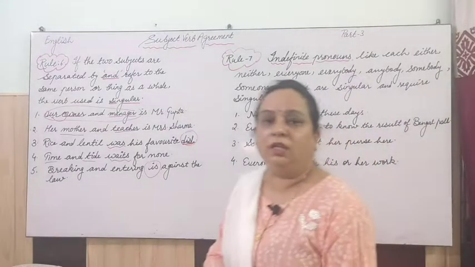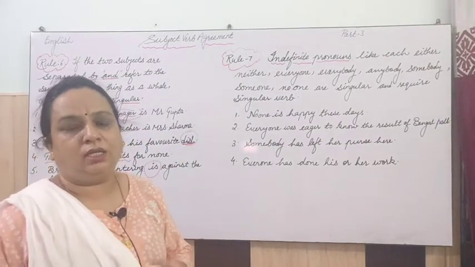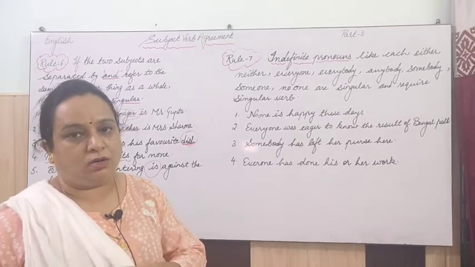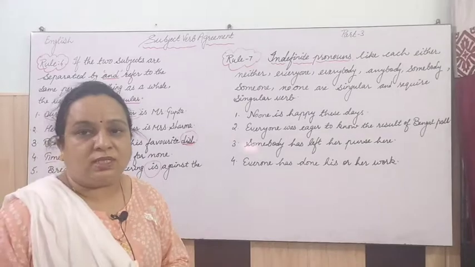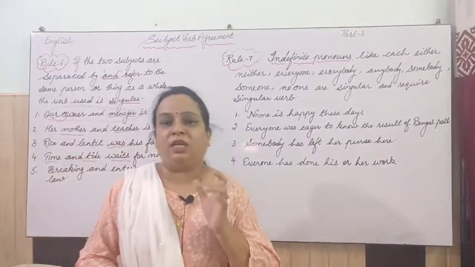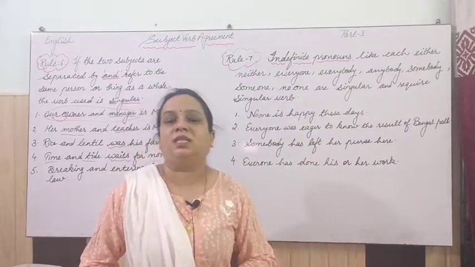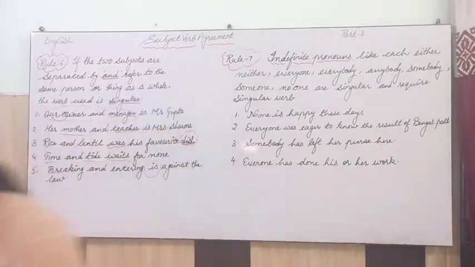Okay, I hope you have done that. Now when we talk about rule number 7, it is not for "and", "either...or", "neither...nor", right? Before that we have covered that. Rule number 7 is about indefinite pronouns. Now what is an indefinite pronoun? Let's have a quick look at indefinite pronouns.